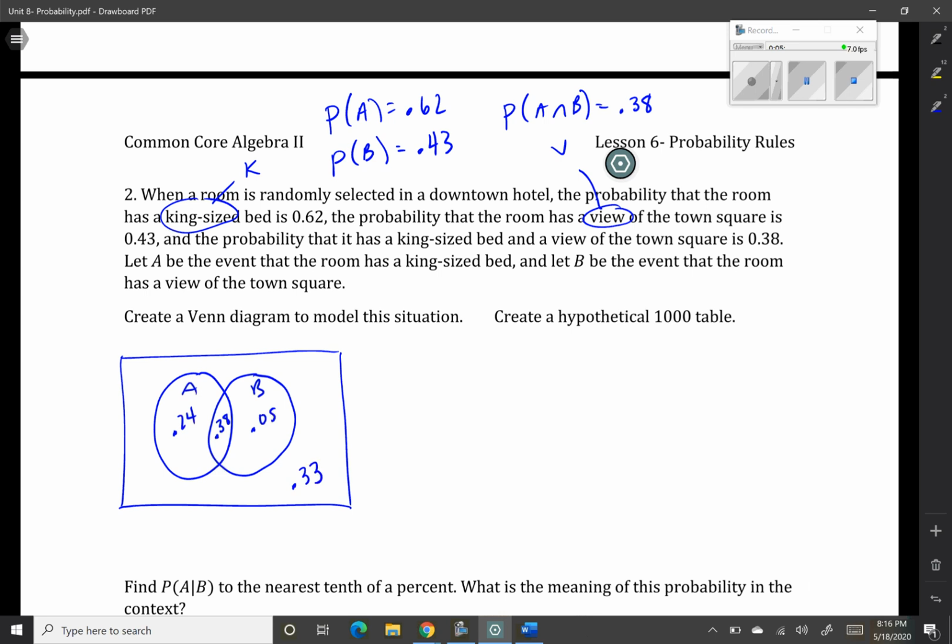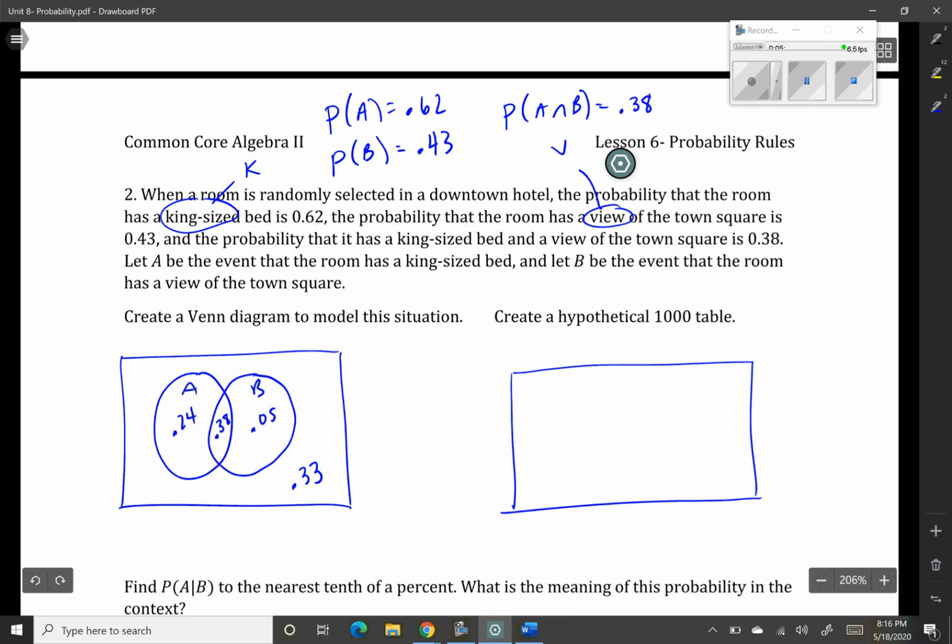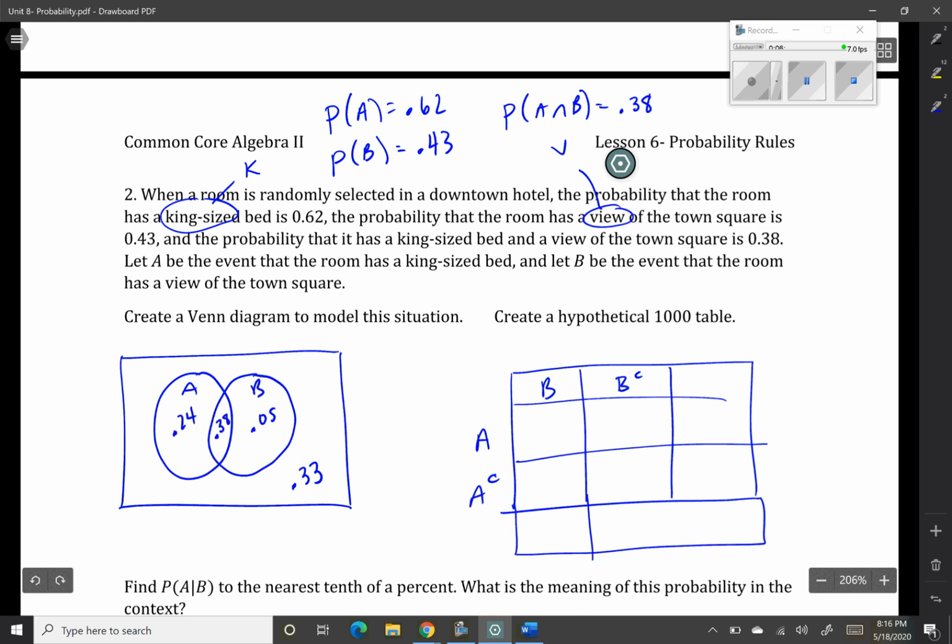Now, if you don't like Venn diagrams and you'd rather be a hypothetical two-way table person, you can do that too. So we can create a hypothetical two-way table here. I'm going to make my rows A and not A, so king size bed or not a king size bed. I'm going to make my columns B and not B. And we want to make a total, so I need a little bit more space here. Since it's a hypothetical 1,000 table, the ending number is 1,000.